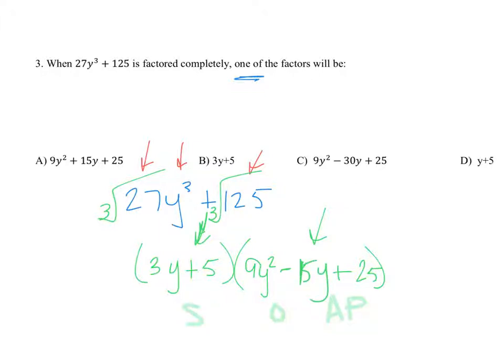Now looking at my choices, I notice that my answer is 3y plus 5 because I only want one of the factors. They try to trick you with this choice here, but if you notice, it's positive and not negative because we need a negative here because it's opposite.